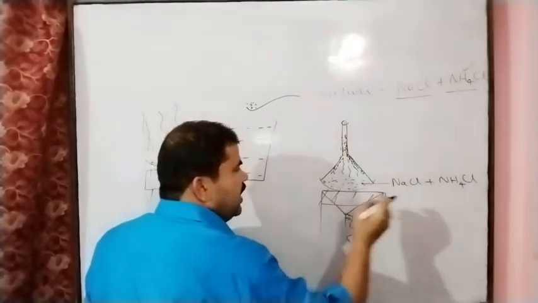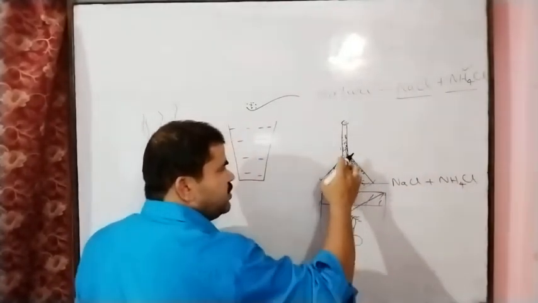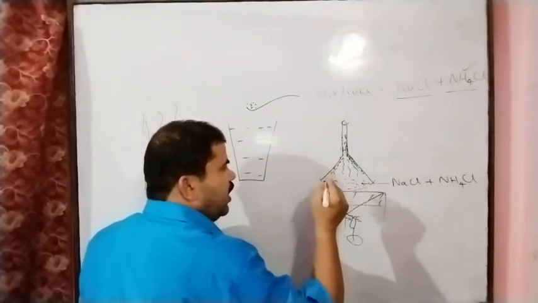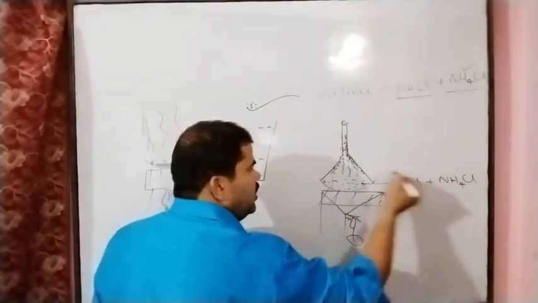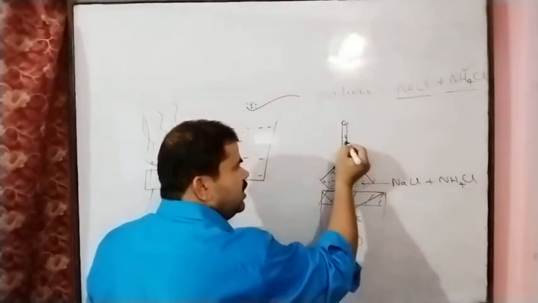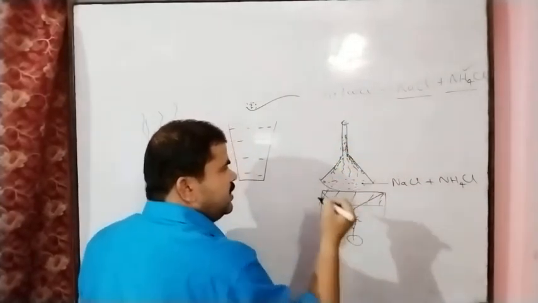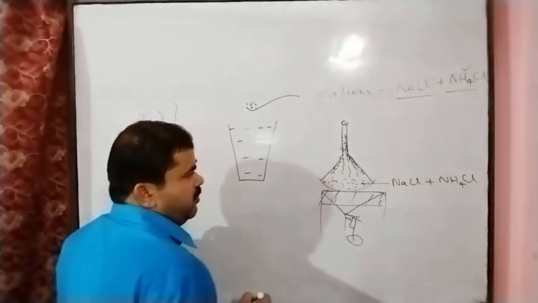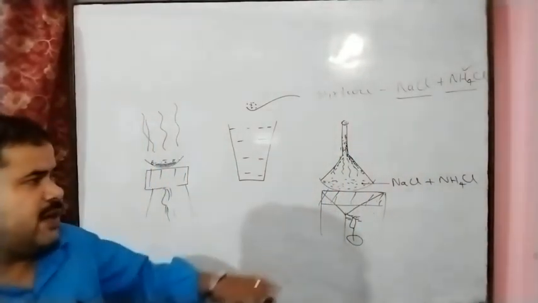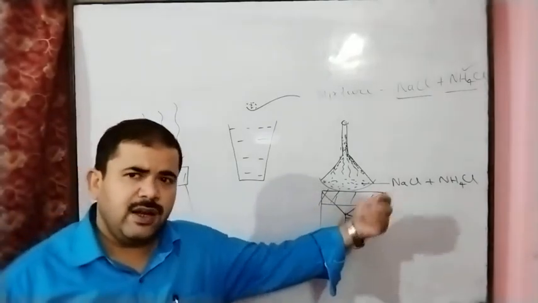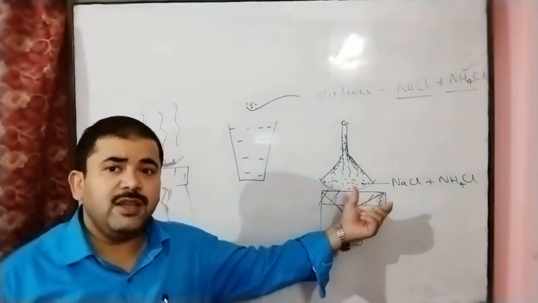So by giving heat energy, ammonium chloride changes to gaseous or vapor form, and after this we cool it. By cooling, the ammonium chloride vapor settles on the wall of the funnel and changes into the solid form, and by this we can separate. So by this procedure we can get the ammonium chloride again in the solid form, in the pure form.